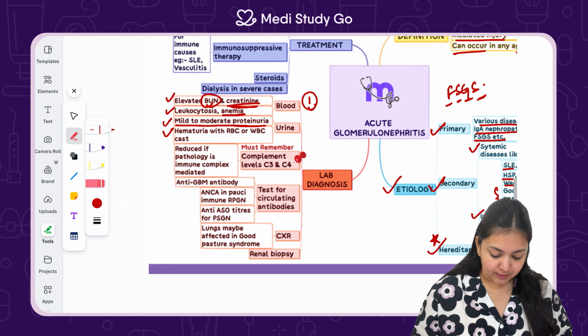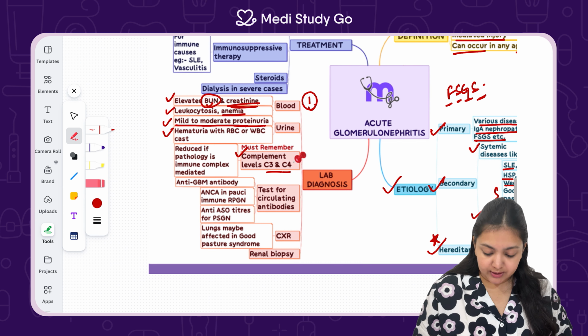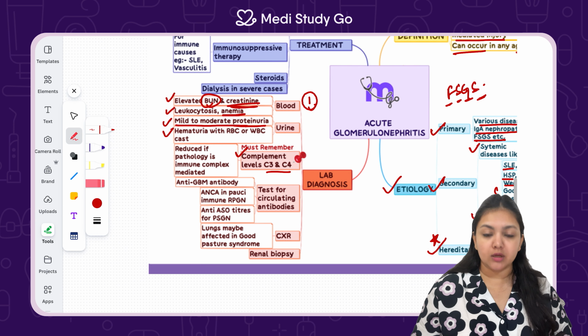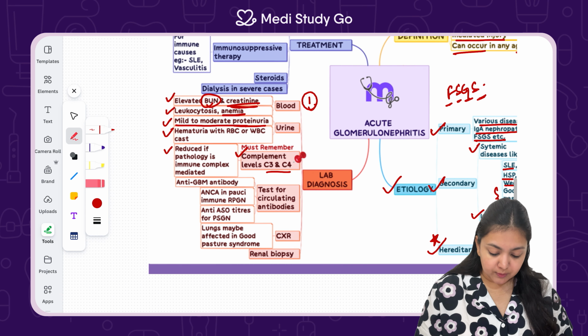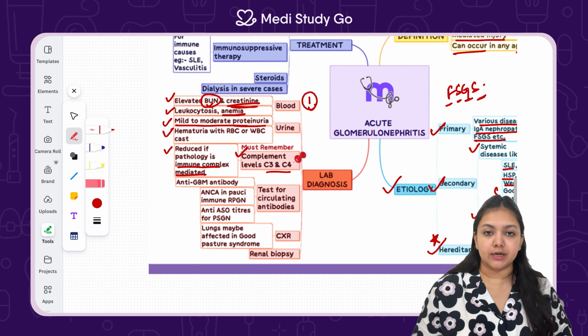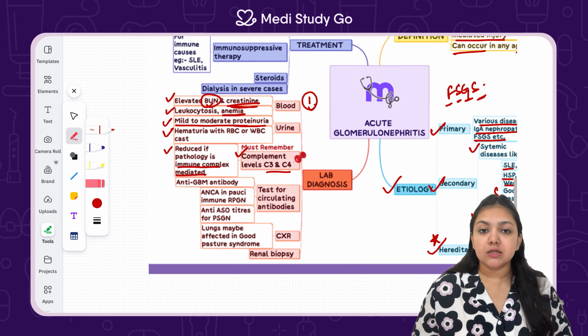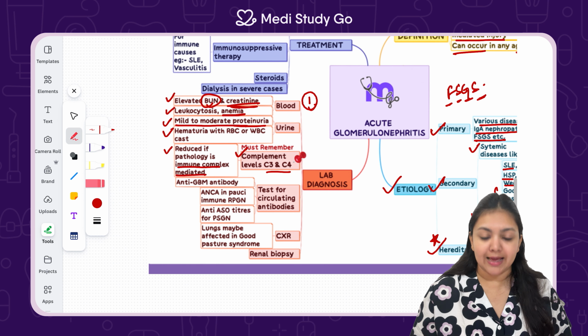Coming to the complement levels C3 and C4, which are responsible for the immune response, they are reduced if the pathology is immune complex mediated. If the disease is immunocompromising in nature, C3 and C4 are going to be decreased. But if the cause is something else, they are going to be increased in response so that the immunity is enhanced.